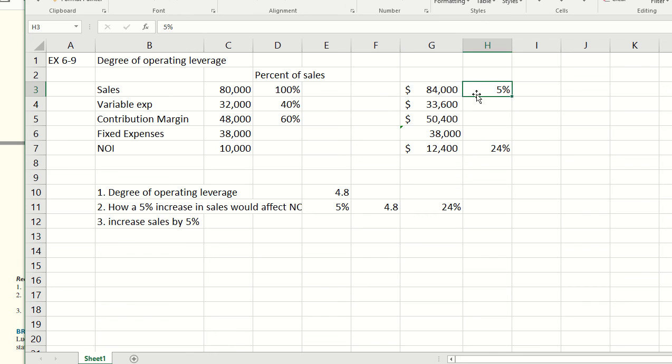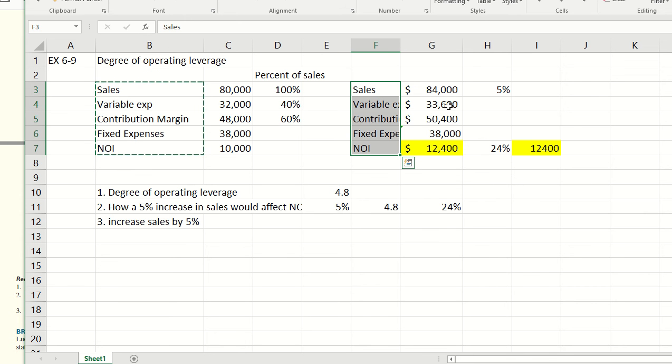And so these went up. We manipulated the numbers, so the sales did increase by 5%. There's our 5% here. And if we were to multiply the 10,000 by 100%, that would give us 10,000, but we need an additional 24%. It was said we were going to go up 24%, and we have just proved that this degree of operating leverage factor is actually working, right? This 4.8 does hold true. If we increase our sales by 5%, we're increasing our net operating income by 24%. And that's your proof, or how you would do your new income statement over here.